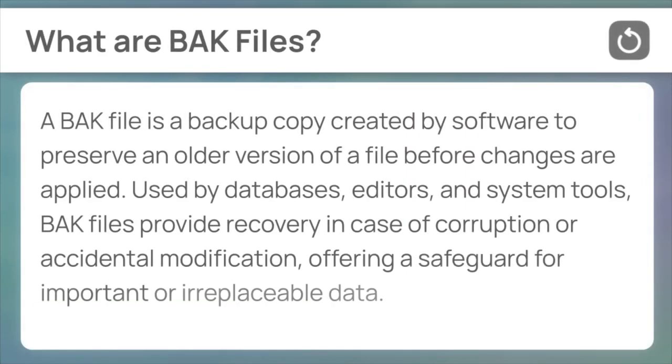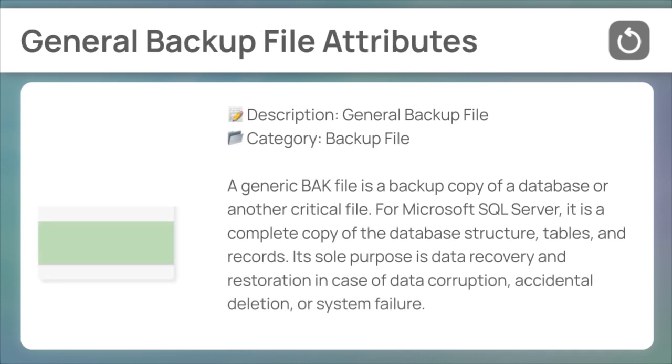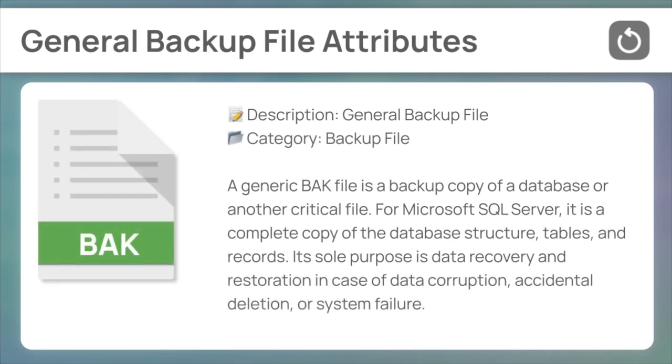The structure of a BAK is primarily defined as a component of the backup file standard. Its core functionality is built upon the general backup file system. A generic BAK file is a backup copy of a database or another critical file. For Microsoft SQL Server, it is a complete copy of the database structure, tables, and records. Its sole purpose is data recovery and restoration in case of data corruption, accidental deletion, or system failure.